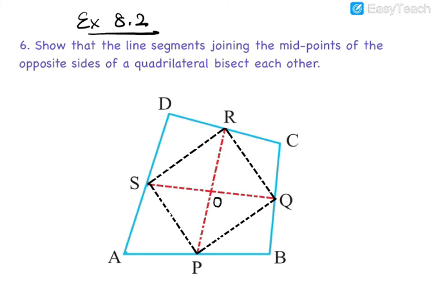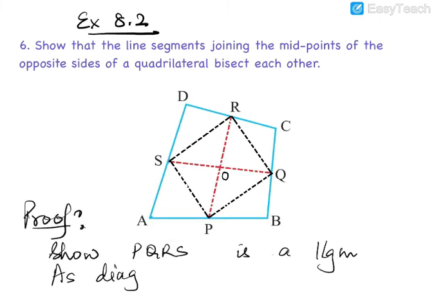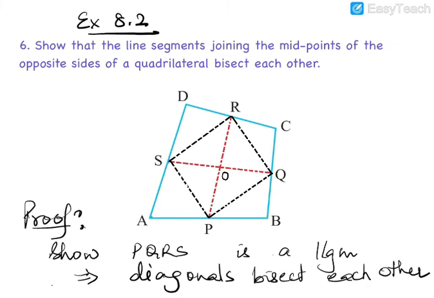After answering question number 1, we already know how to show PQRS as a parallelogram. So we will follow exactly the same steps as we have done for question number 1. And once you show that PQRS is a parallelogram, it will imply that the diagonals bisect each other. So the answer for this question is to be written as assignment.